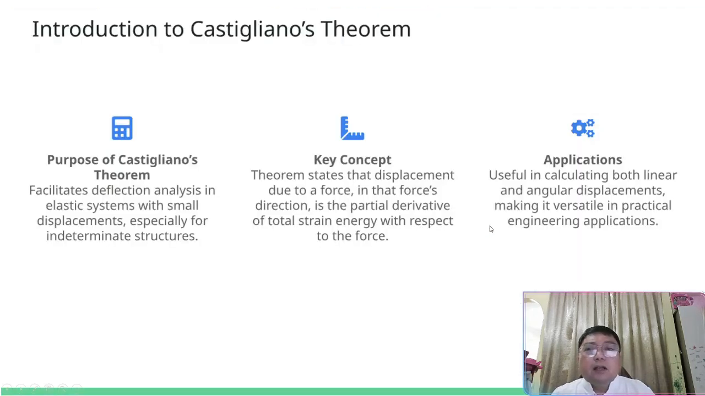Okay. So, introduction to Castigliano theorem. The purpose of Castigliano theorem is to facilitate deflection analysis in elastic systems with small displacement, especially for indeterminate structures. Okay, small displacement. What does it mean by small displacement? Like my finger here, like your finger, like you put like this. This is small displacement, like this kind of displacement. Okay, meaning that naturally you cannot see it with your eye, but theoretically it has displacement.